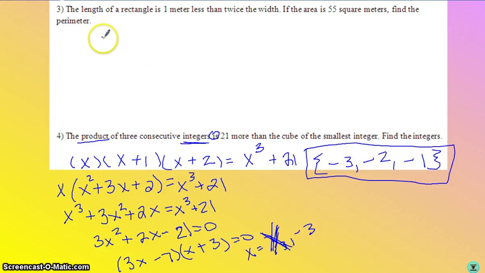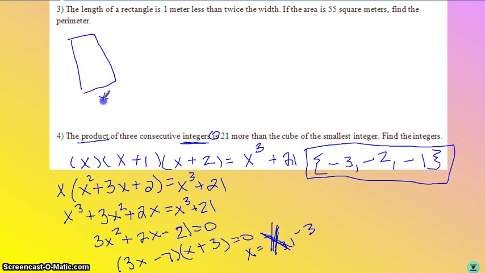Alright, so let's take a look at number 3. Number 3 says the length of a rectangle is 1 meter less than twice the width. Anytime you have a problem involving a shape, I do encourage you to draw it, maybe a little bit better than I just did. But it says the length of a rectangle. Once we have a picture, it's easier to label the sides here.